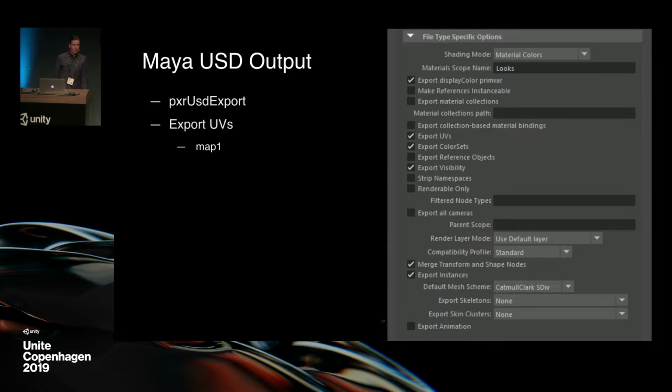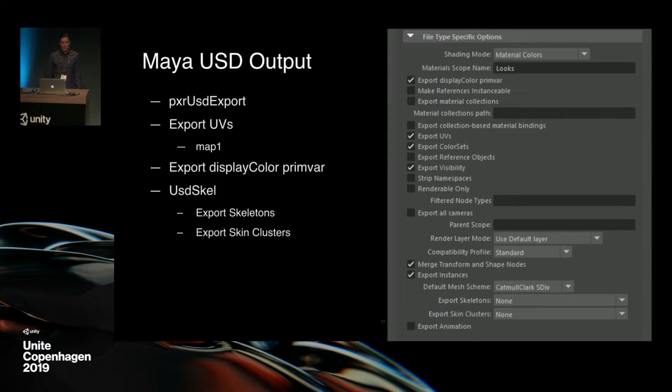So when you export UVs from Maya, by default, the plugin transfers anything that is in a UV set named map1 into your STs, so that's just a little caveat that you need to be aware of. You can export the display color primvar, as well as USD scale. So just by enabling at the bottom, you can see export skeletons and export skin clusters, and that way you can bring skinned characters into Unity.